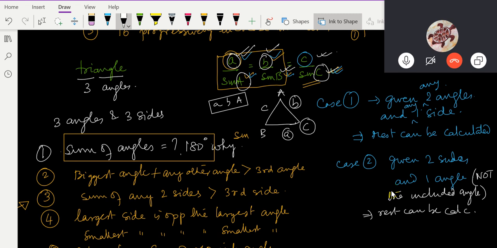What if I'm given all three sides A, B and C? I'm given all sides, no angles. Can I calculate? No, I do not think so. No, you can. Let me show you how.